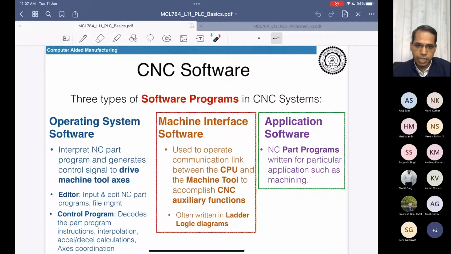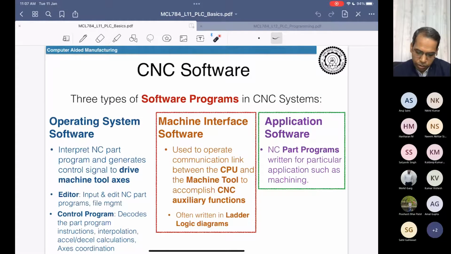So if you understand that there's an application need, you will be writing a part program with alphanumeric instructions, and these instructions will be understood by this operating system software. There has to be some software application which will interpret the part program. This parsing of the instructions, whether it is X10 or X15, what is the displacement in the Y direction, what should be the spindle speed, all this parsing will be done by the operating system software.